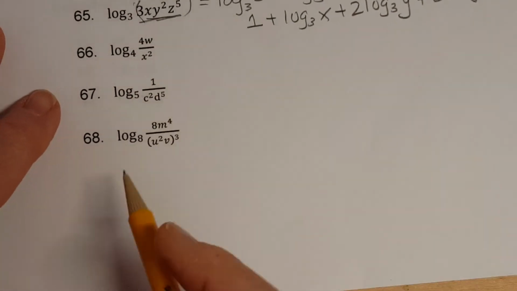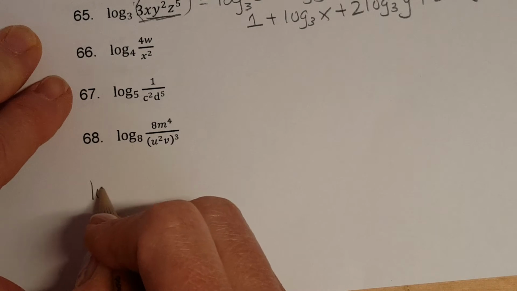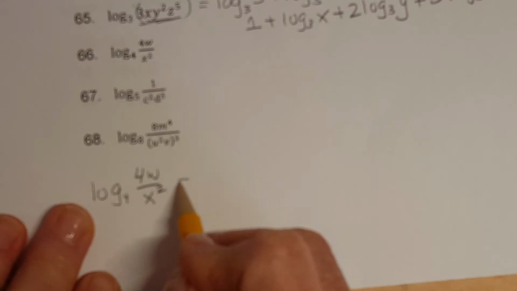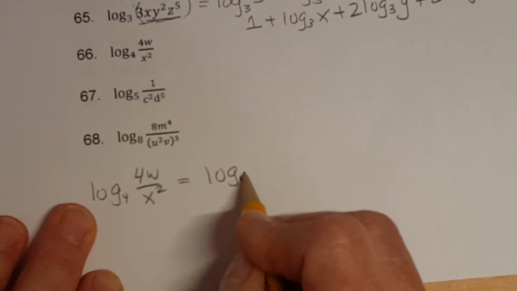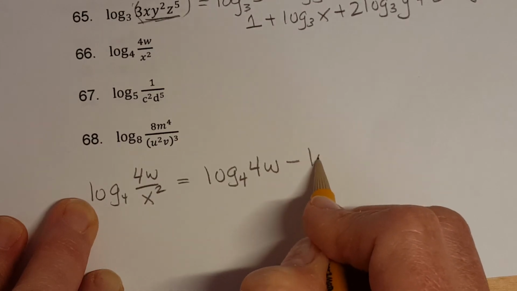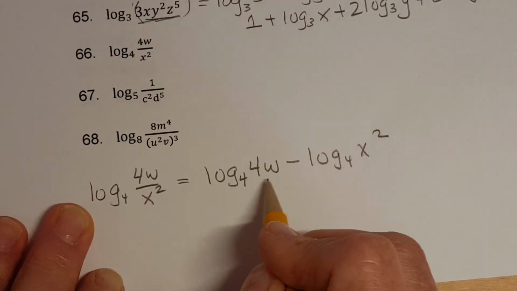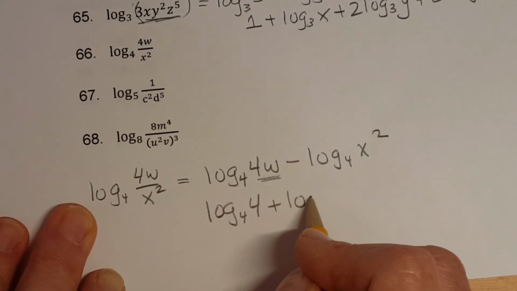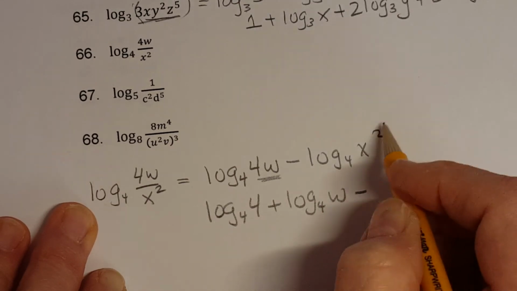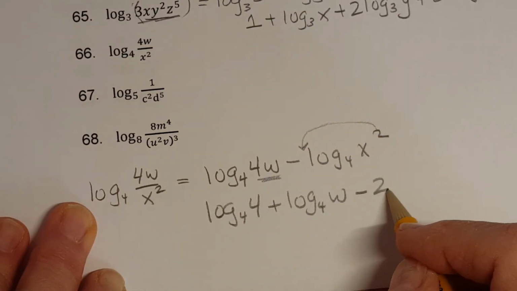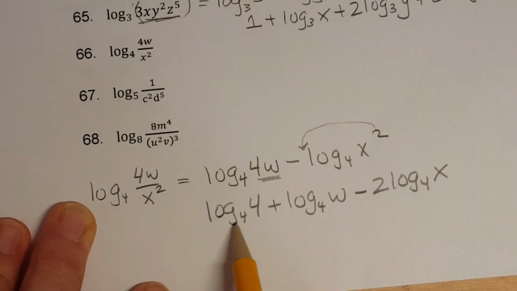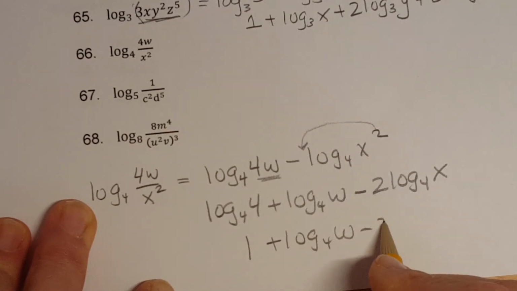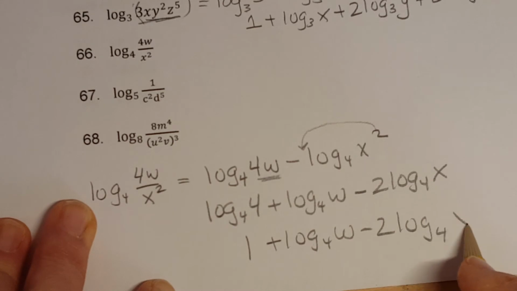Okay, I'm going to do 66 down below to give us some more room. So we have log base 4 of 4w over x squared. It's a division, so we're going to do a subtraction. So we have log base 4 of 4w minus log base 4 of x squared. This is a product, so I can separate it: log base 4 of 4 plus log base 4 of w minus, this 2 is a power, so it comes out front, 2 log base 4 of x. Now log base 4 of 4 is just 1, so I have 1 plus log base 4 of w minus 2 log base 4 of x.